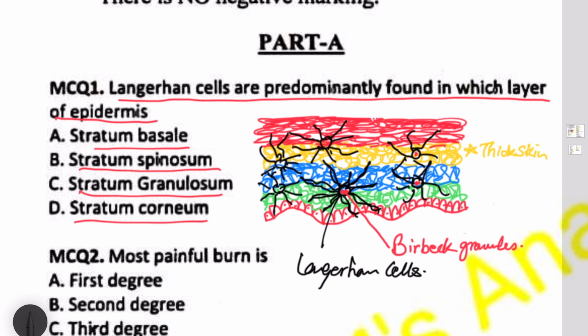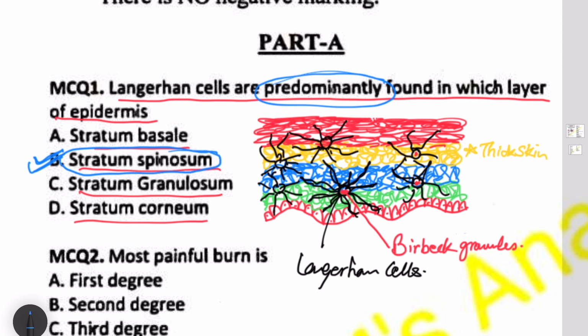Of course, they are the first line of defense, macrophagic and phagocytic in action. Because the question asks about where they are predominantly found, your answer will be stratum spinosum. Remember, Langerhans cells are predominantly found in stratum spinosum.